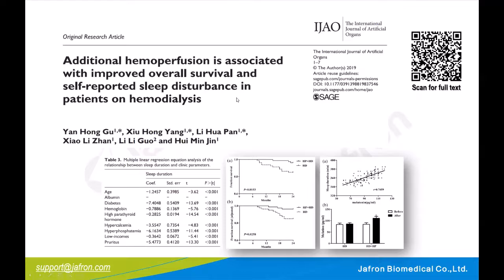And they finished this study and published it in the International Journal of Artificial Organs, where we can see that the inflammation, the itching, the patient survival rate, and also their sleeping were improved by hemoperfusion therapy. And this publication is quite an interesting one from last year.